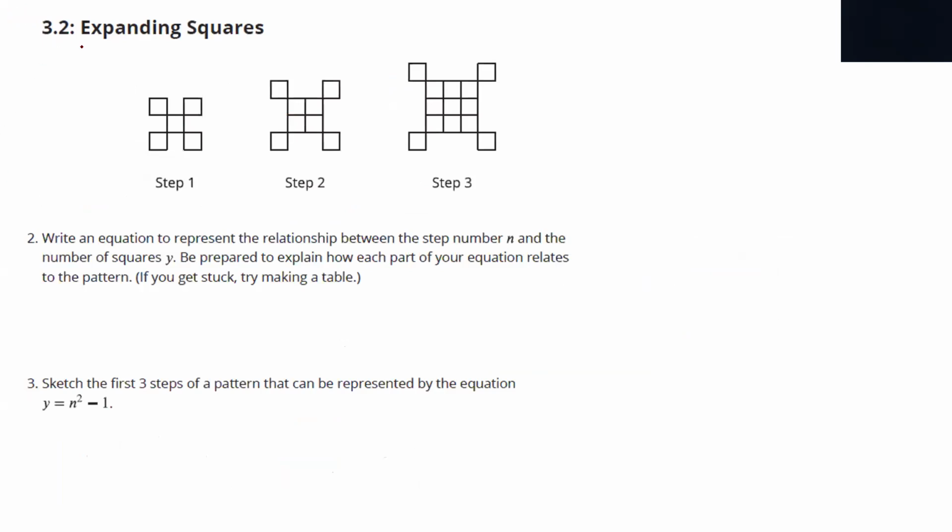The next activity, expanding squares, we're using the same figures, but now we want to write an equation. And this is the main idea for today's lesson. So write an equation to represent the relationship between the step number n. So this is very important. Here, they're telling you that the step number is n. So all these numbers are the step number. And what we want to do is also find the number of squares, and we're labeling those y.